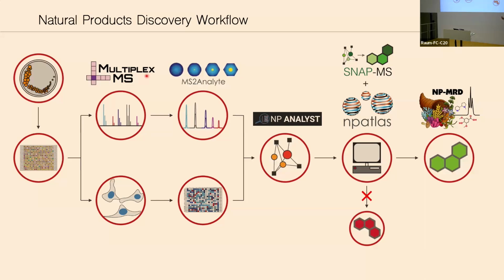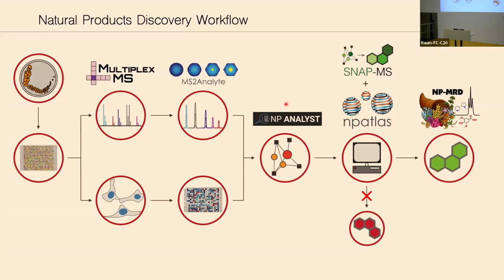MS2Analyte is the only tool that's not yet published. This is a data processing package for untargeted metabolomics data. It's a vendor-independent mass spec data processing package, which I'm still trying to finish. It's been a long-term project for me. NP-Analyst is a tool that does data integration between untargeted metabolomics and screening data, aiming to make those direct correlations between phenotypes and in this case, MS features.